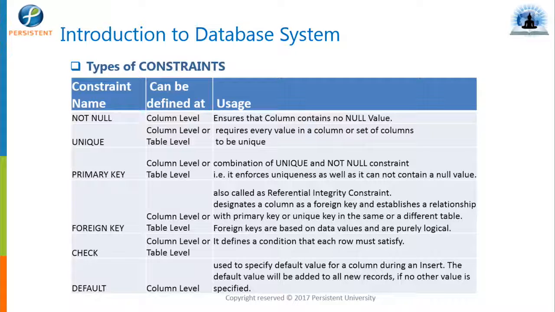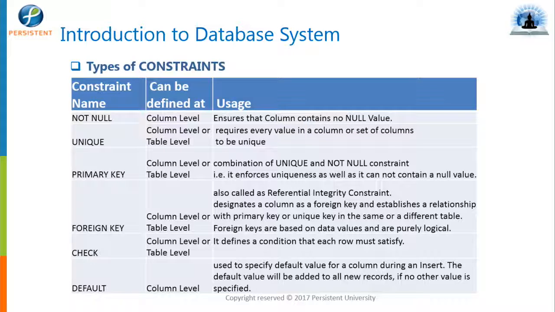Next is a foreign key constraint. It is also called as referential integrity constraint. It establishes a relationship with primary key in another table. Foreign key is a concept which is based on data values and are purely logical.